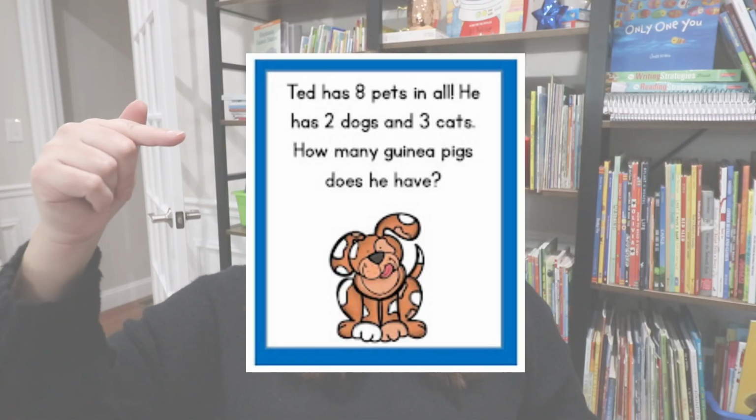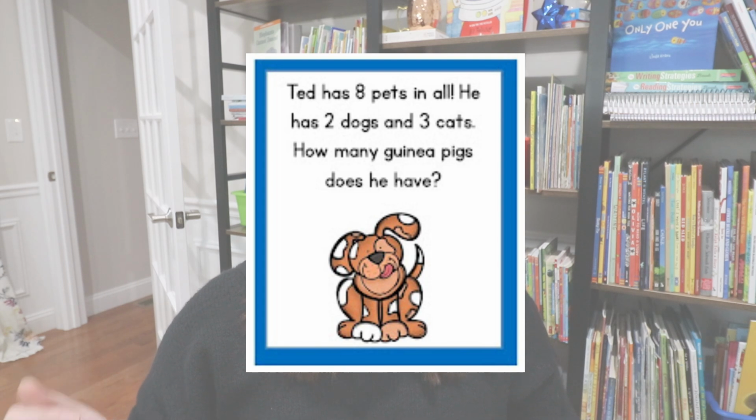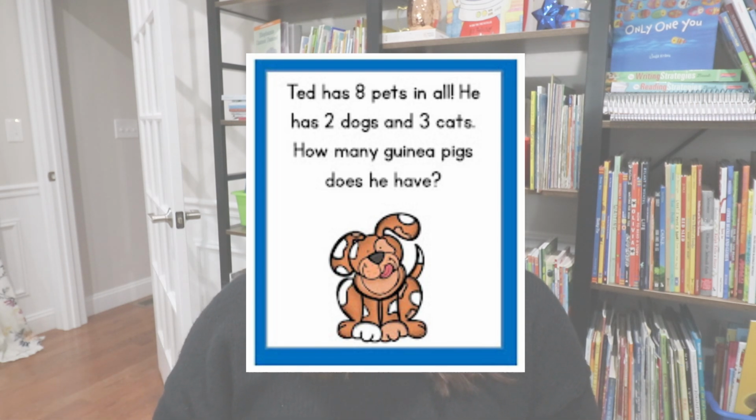Now also included in these story cards, I like to make sure I do throw in some with missing addends. So here is how that might sound. Ted has 8 pets in all. He has 2 dogs and 3 cats. How many guinea pigs does he have?